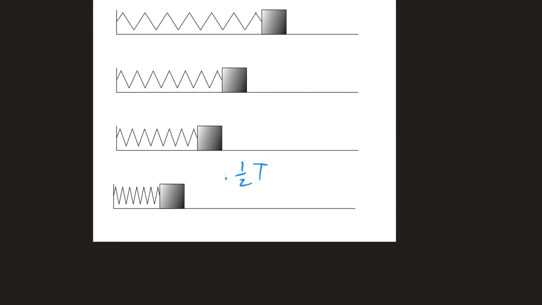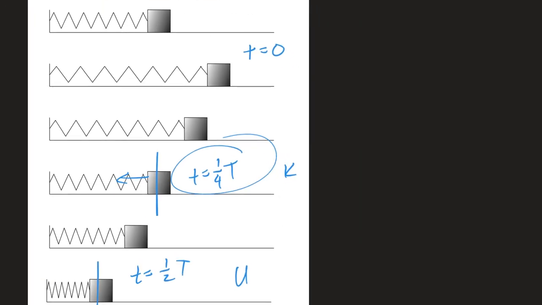Now, I didn't put the rest of this on here, but can you do the rest with that knowledge? I'm hoping that you can see that it's just going to turn around and go back. So if it's just going to turn around and go back at three quarters of the period, it's all going to be kinetic again. Because it's going the other way through the equilibrium position. And at one period, it's all potential again because it's back at the other side.